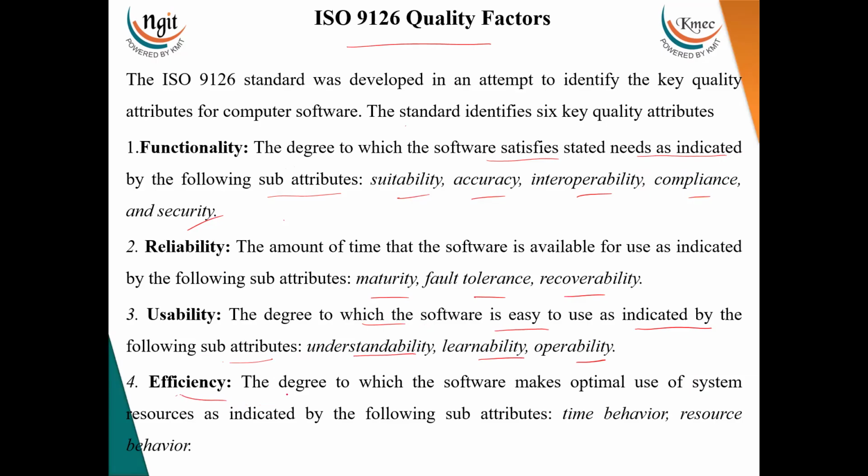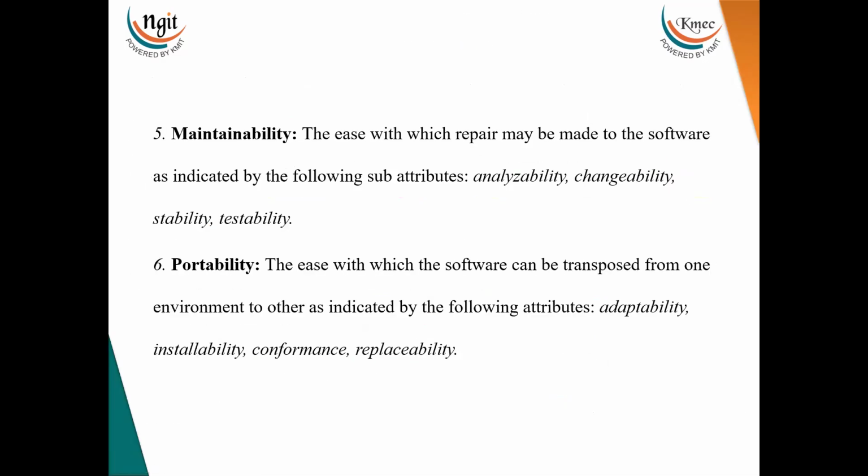Next one is efficiency. The degree to which the software makes optimal use of system resources as indicated by sub attributes like time behavior and resource behavior. That is, how fast it performs, with parameters to check time behavior and resource behavior. Then maintainability, the ease with which repair may be made to the software as indicated by analyzability, changeability, stability, and testability. So can it be debugged and updated easily or not is the objective here.